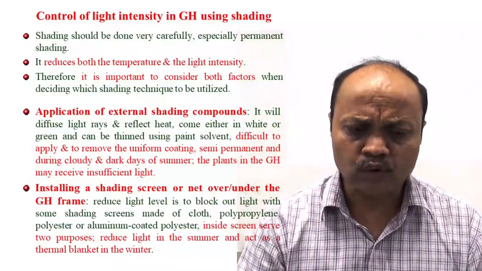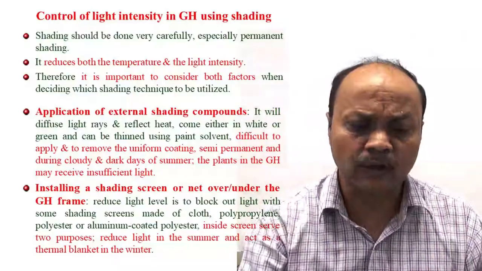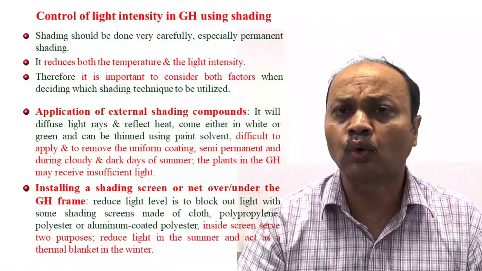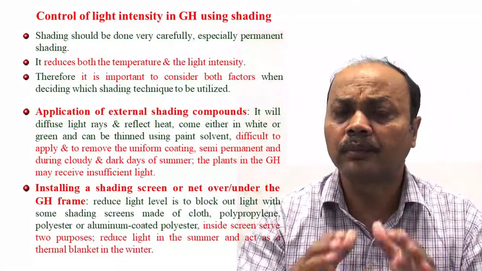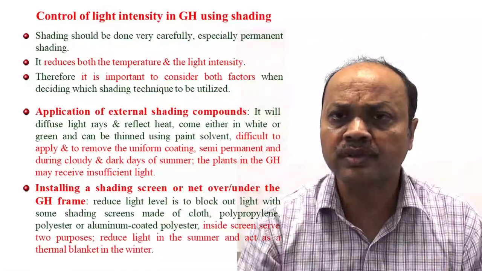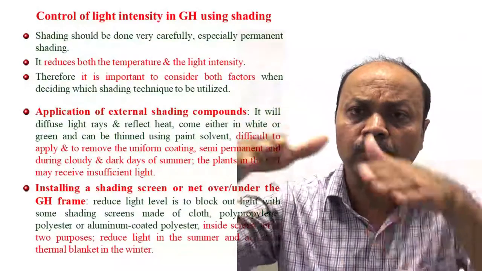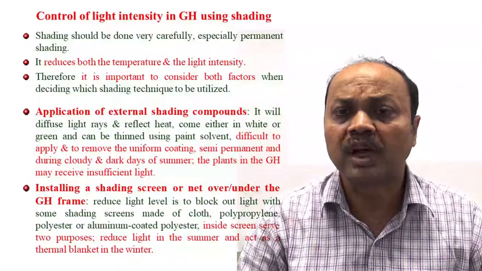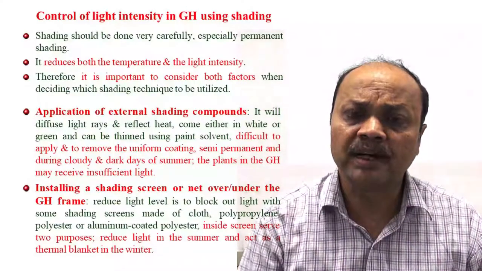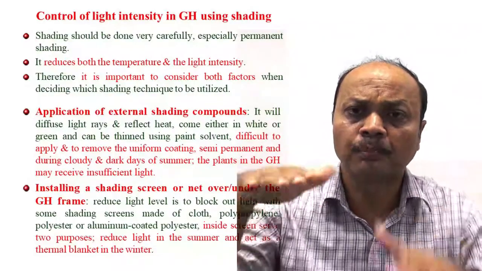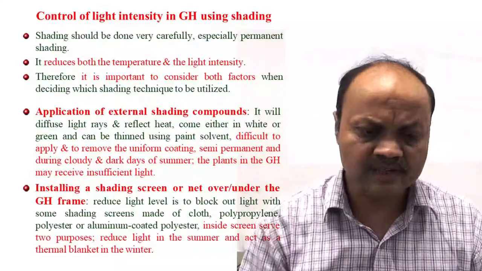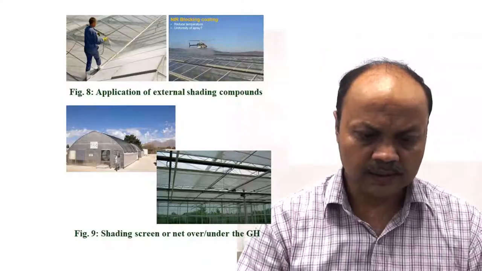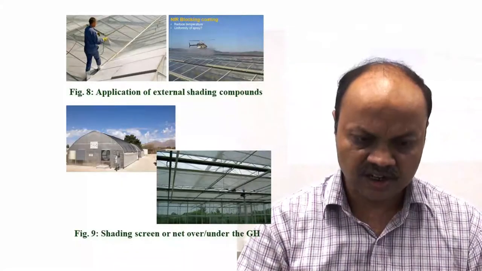As I told, we can use application of external shading compounds at different locations. You can use shade cloth on top of the greenhouse, above the greenhouse, on the surface of the greenhouse, or inside the greenhouse. Apart from that, different paint material is used on top of the greenhouse. You can see here we are using external shading compounds.